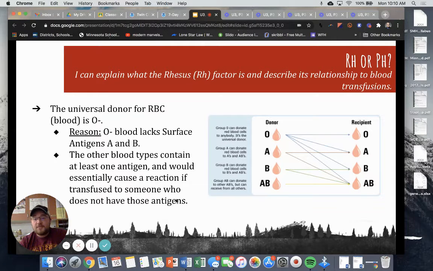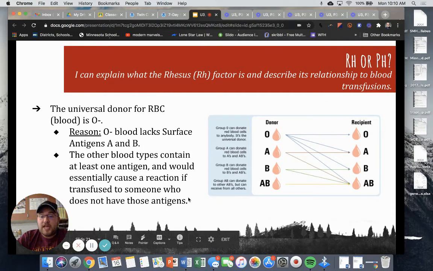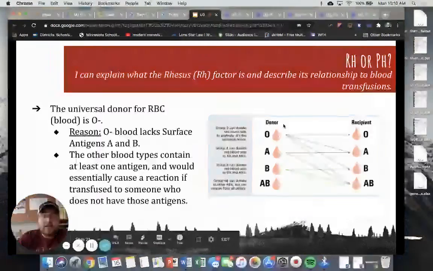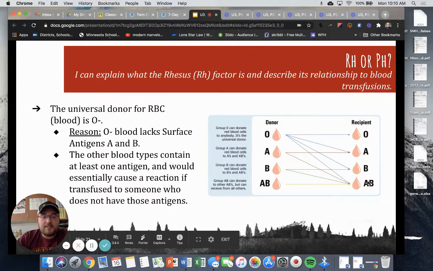The universal donor for red blood cells is O negative. The reason why is because O negative lacks surface antigens A and B. The other blood types contain at least one antigen, and it would essentially cause a reaction if we transfuse to someone who does not have those antigens. The diagram over on the right-hand side, if you're confused by this, does a really nice job explaining how this works. So O's can donate to anyone, right? They can donate to other O's, they can donate to A's, they can donate to B's and AB's.